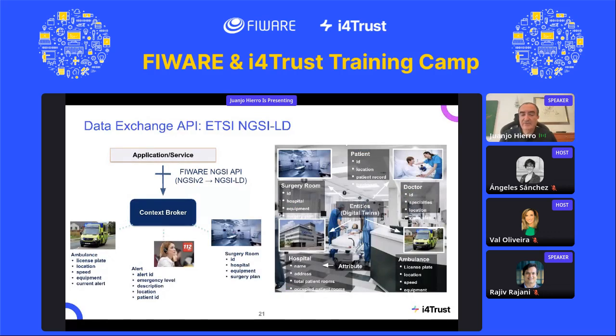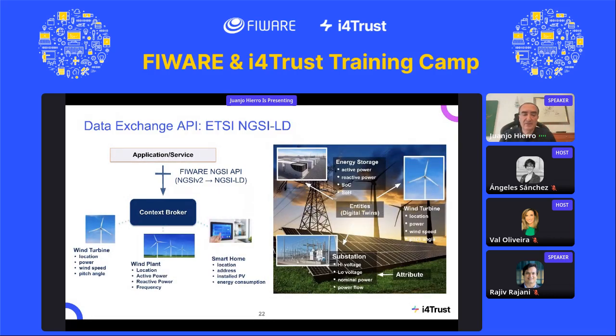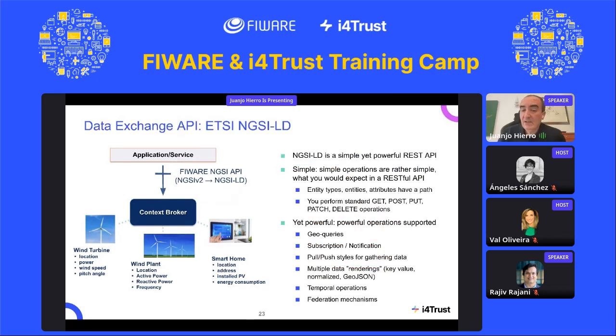Health could be another domain where this digital twin representation applies, or energy and so on. NGSI-LD provides a simple yet powerful REST API for getting access to all this data from digital twins. We say it's simple because it offers all the kinds of operations that any web developer would expect from a RESTful API. So you have the ability to refer to the attributes of entities of any given type through a resource path, on top of which you can then perform the standard get, post, put, patch, and delete operations.